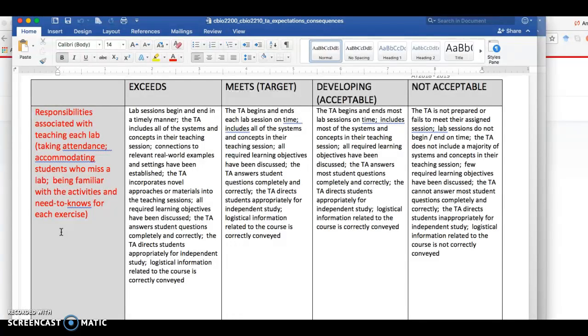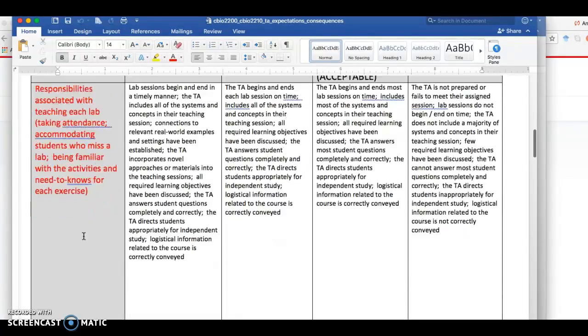We expect you to cover all of the need to knows, all of the structures of importance, all of the learning objectives that are part of the lab discussion. We expect you to be responsible for teaching the lab, and here on the very first thing, we expect you to start and stop on time. So we expect you to be there. Sadly, if your lab is at 8 o'clock in the morning, we expect you to start at 8 o'clock in the morning.